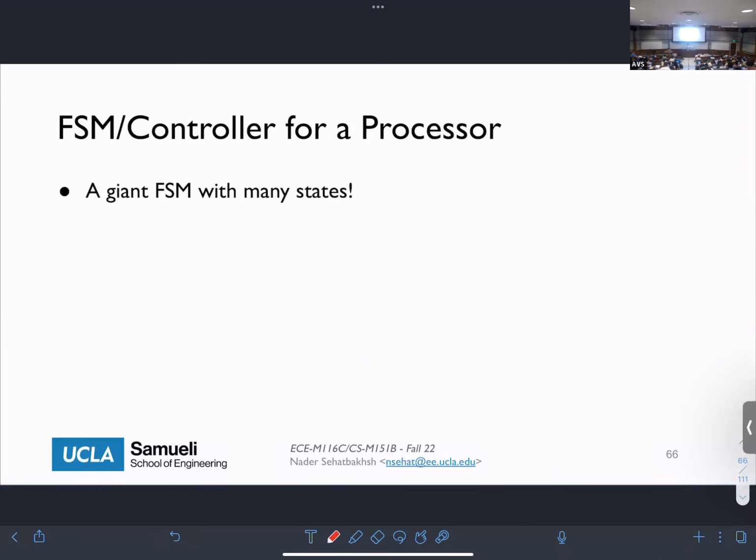So going back to our controller, I told you that we need a finite state machine. And for the processor, think about a very big finite state machine with many different states, because essentially for every single instruction, we need multiple of these states, right? And I told you, for example, for RISC-V 32 bits, the base version, we have somewhere around 50 instructions. So we at least need 50 different states for this FSM, okay? So it's a relatively big finite state machine.